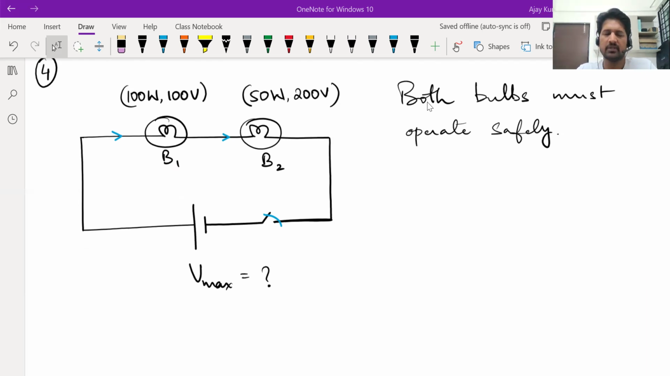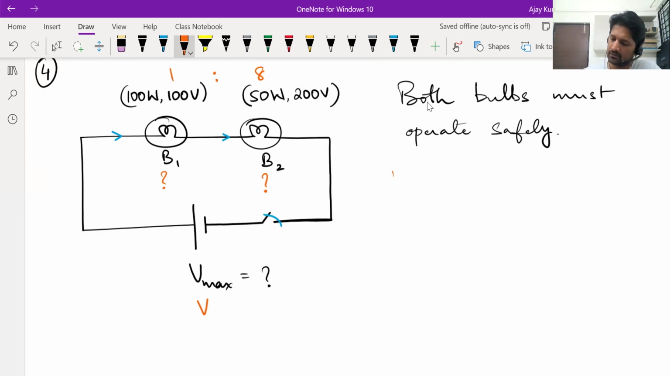See, the question is to find out what maximum voltage can be applied such that both bulbs operate safely, no? So start by assuming some voltage. Let's say some voltage V is connected. When V is connected, you know the ratio of resistances is 1:8. These are the same values from the previous question. So when a battery of voltage V is connected, you know how you have to split the voltages. In terms of V, you can tell how much voltage the first bulb will get and how much voltage the second bulb will get.